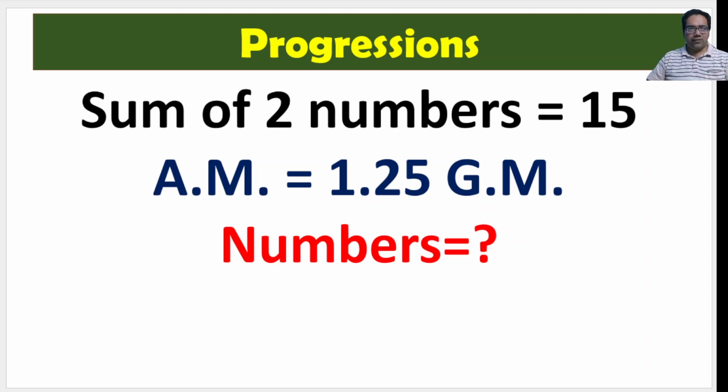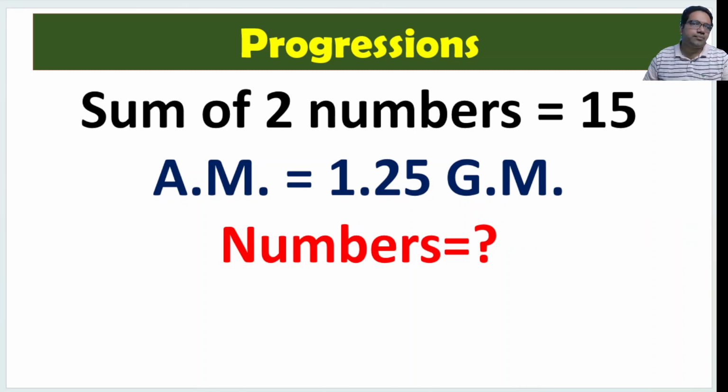And here we are given the sum of two numbers is 15. Right. And the arithmetic mean of those two numbers is 25% higher than the geometric mean. Right. Then what are these two numbers?